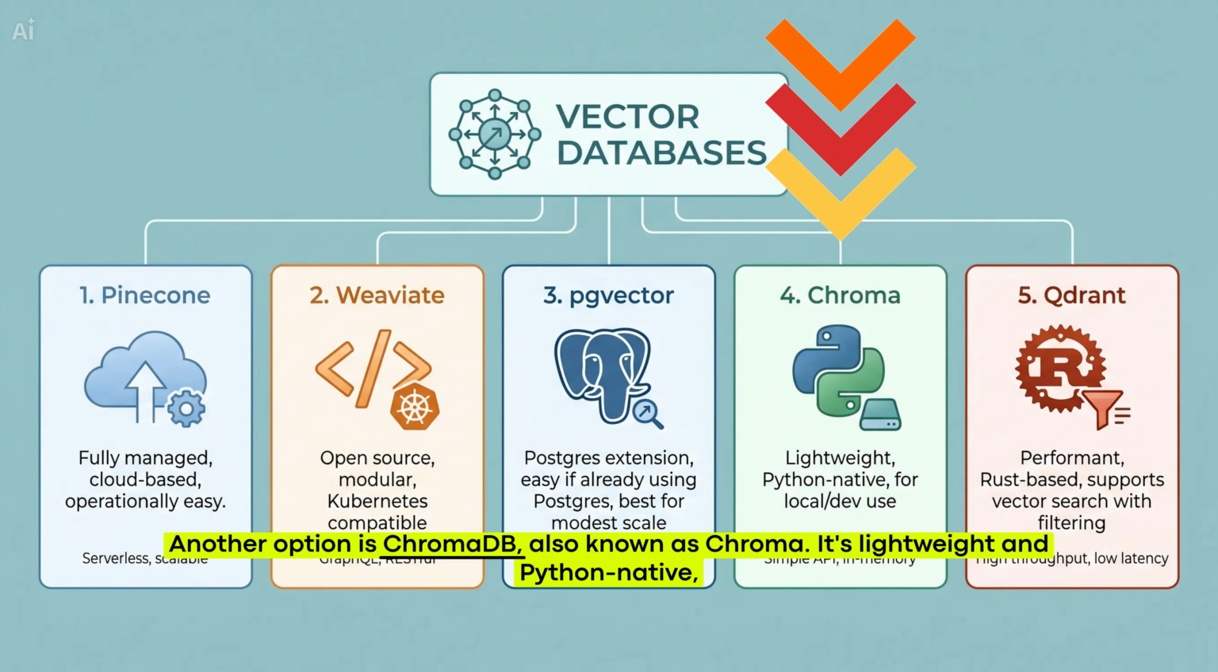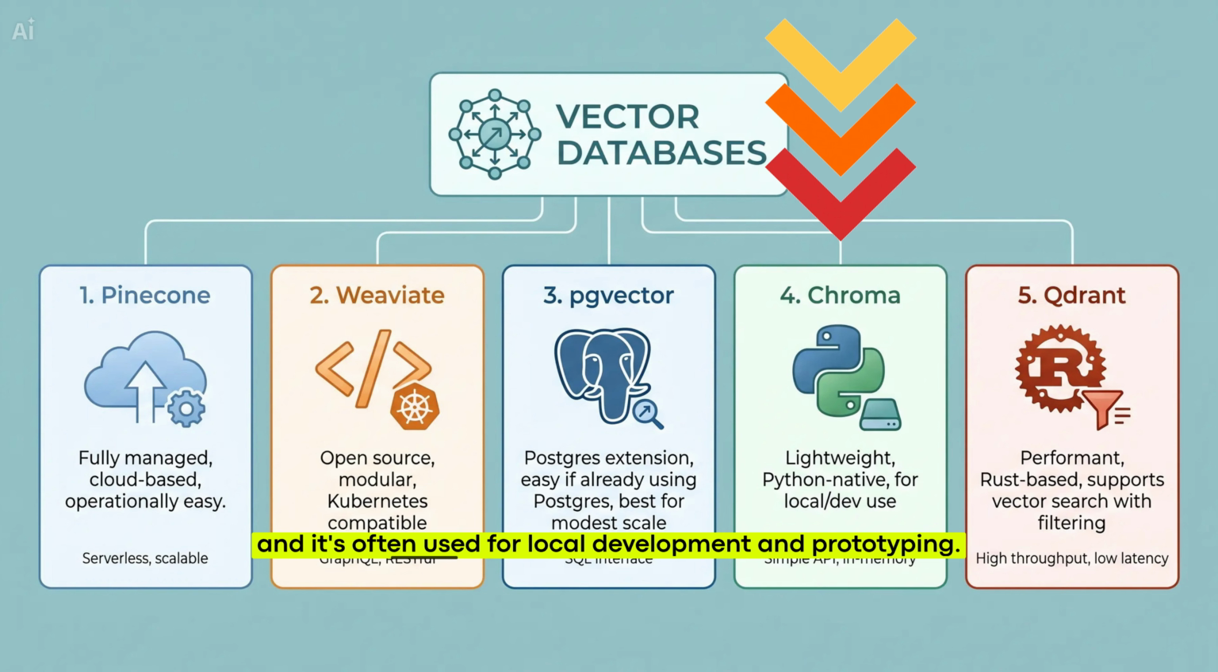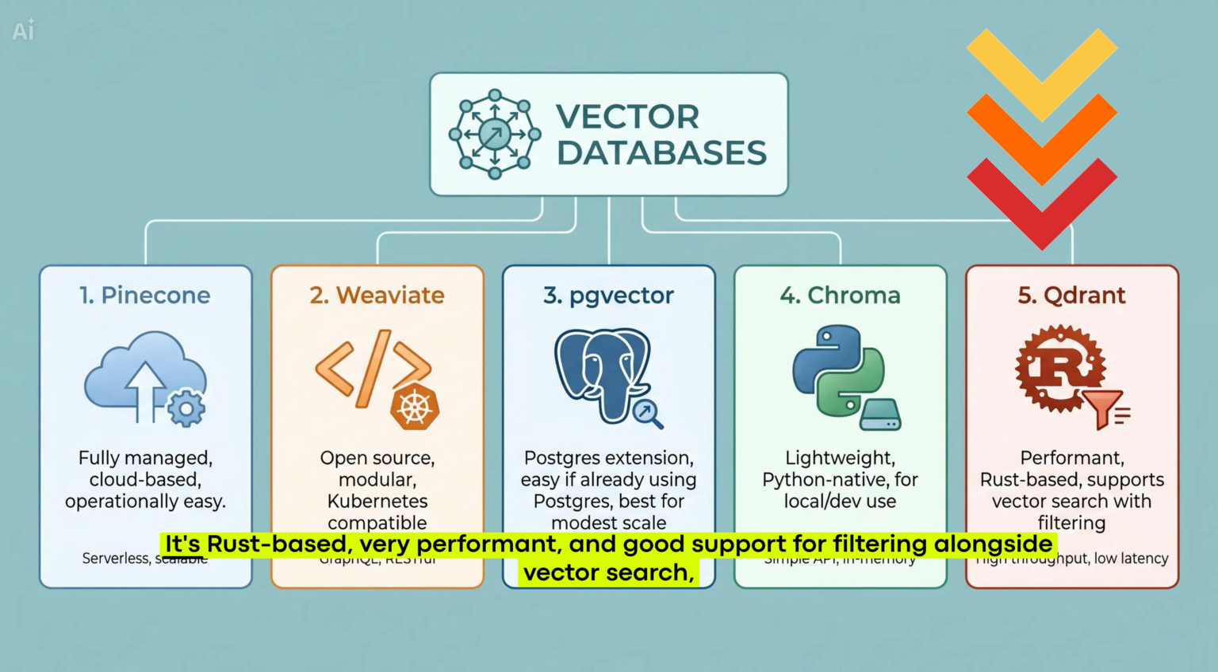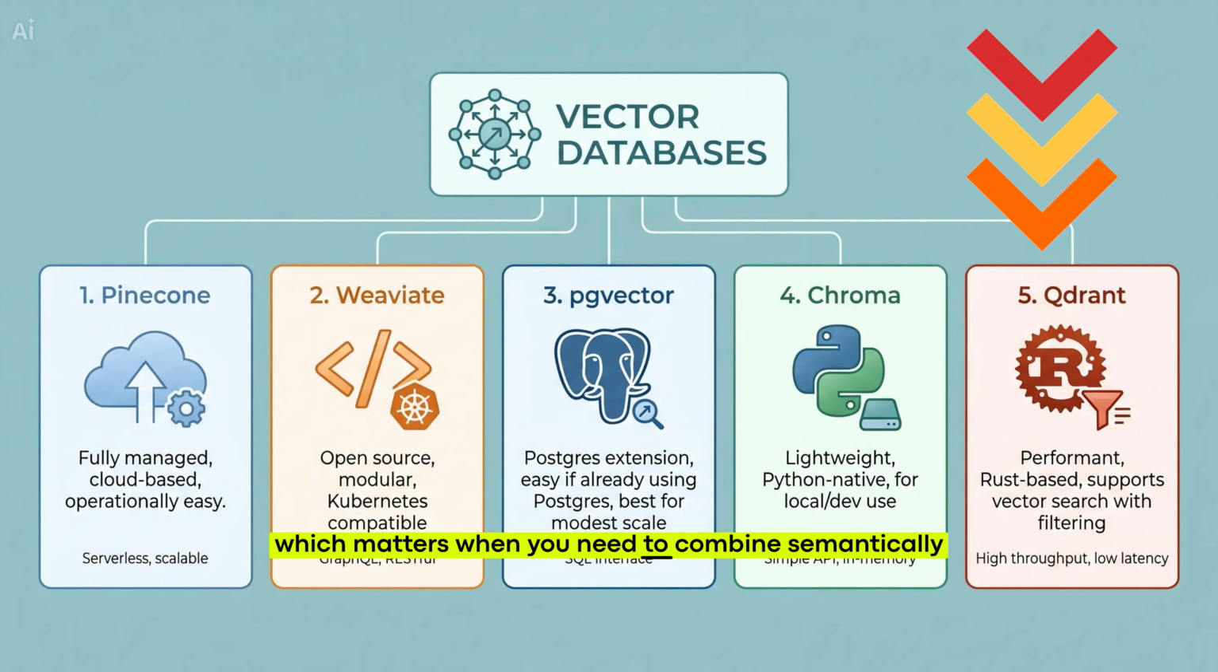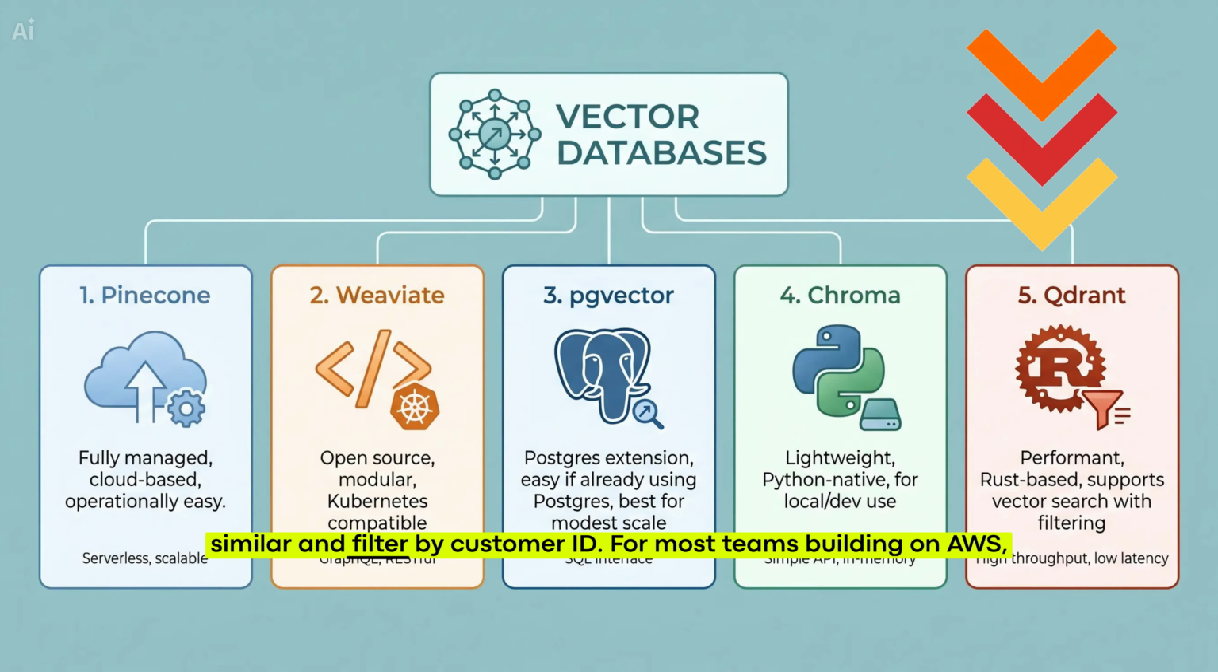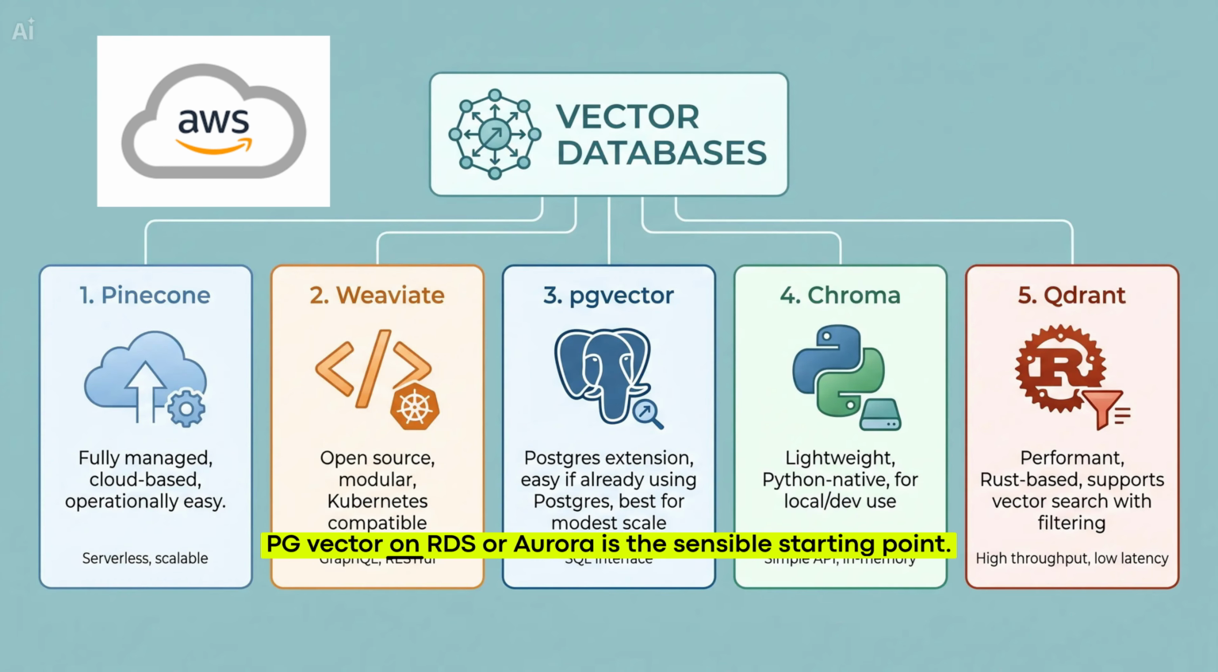Another option is ChromaDB, also known as Chroma. It's lightweight and Python native, and it's often used for local development and prototyping. Another option is Qdrant. It's Rust-based, very performant, and has good support for filtering alongside vector search, which matters when you need to combine semantic similarity and filtering by customer ID. For most teams building on AWS, pgvector on RDS or Aurora is the sensible starting point.